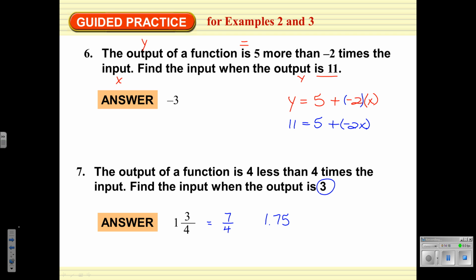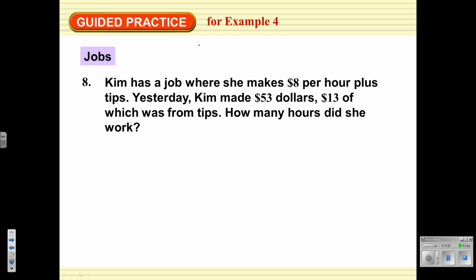That's a general rule. All right, and then the last problem, again, this is not a function, but this is writing an equation, just an example of writing an equation. Kim has a job where she makes $8 per hour plus tips. Yesterday, Kim made $53, 13 of which was from tips. How many hours did she work?